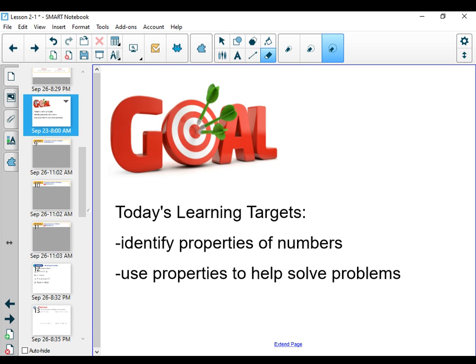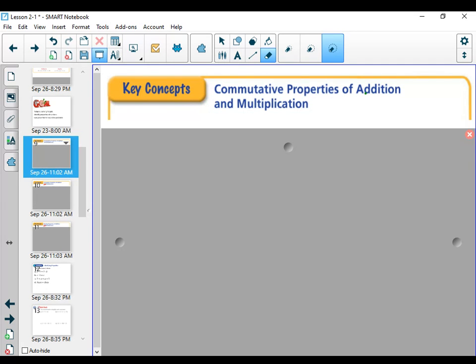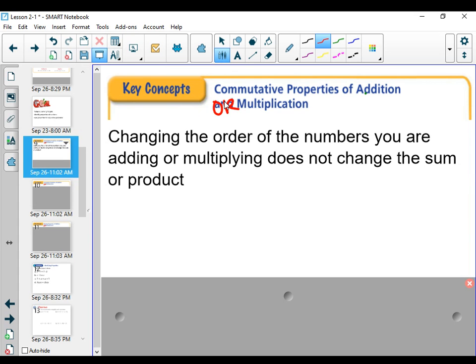So, some new goals. Identify properties of numbers and use properties to help solve problems. The first thing we need to do is write down these properties, starting with the commutative properties of addition. And actually, I prefer multiplication because it's not adding and multiplying at the same time. It's one or the other. You're going to definitely need to pause so you can write this down.